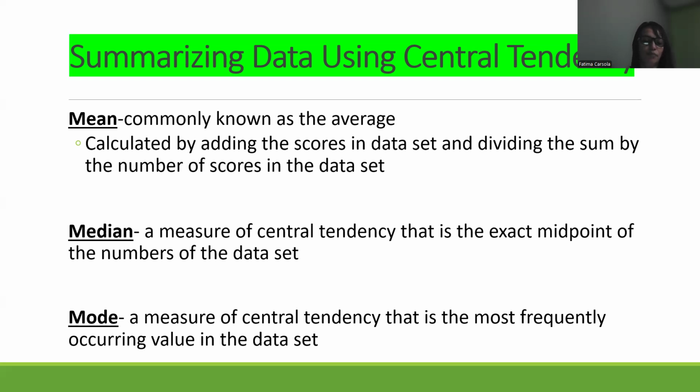So you also have here the mode. So what is the mode? Don't forget that you have the mode as the measure of central tendency that is the most frequently occurring value in the data set. Some data sets will not have a mode, okay? Tandaan nyo yun. Others may have multiple modes.